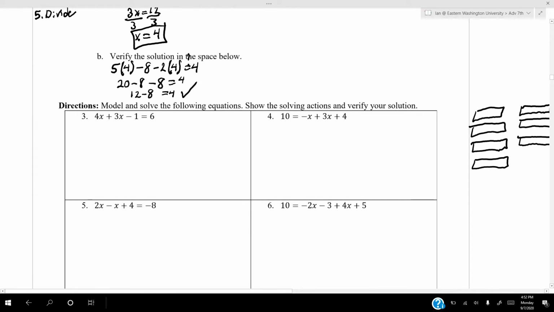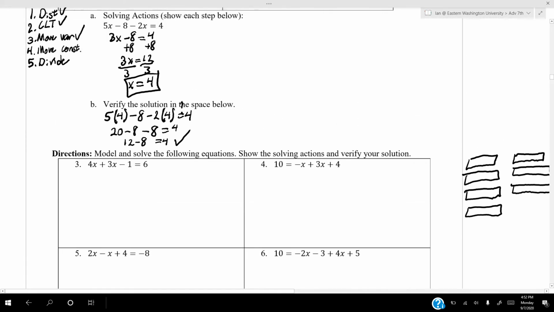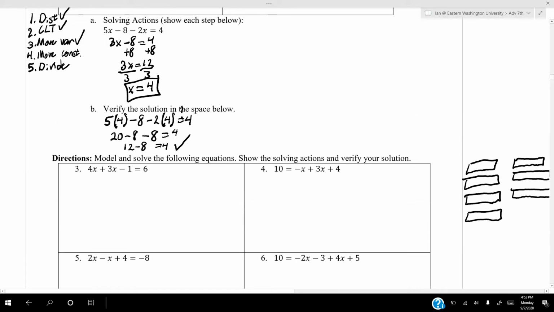So then from there, I'm going to come over here, and I'm going to do my 5 steps. Can we distribute here? No, we can't. So let's combine our like terms. So we get 7x minus 1 is equal to 6. Do we have to move our variables? No, we don't have to move our variable. So let's move our constant. Plus 1, plus 1. We're going to get 7x is equal to 7. And then our last step is just to divide. So x is equal to 1.